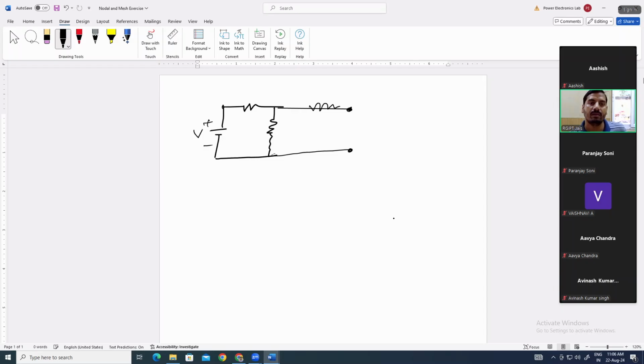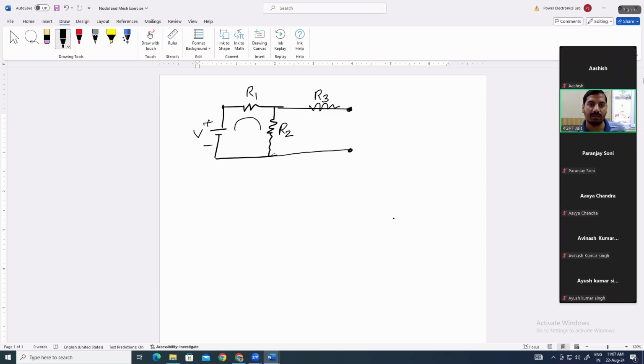V, R1, R2, R3. So can this network be called a circuit? No, sir. What is the reason? It is not closed. The second one is not closed because it is not fully closed. Means there are not all closed paths in the network.